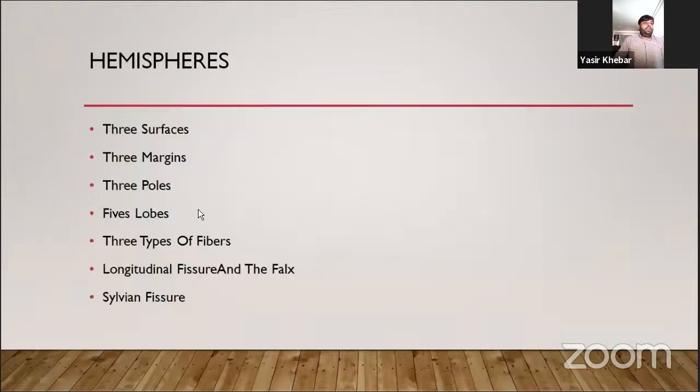If we talk about the various lobes, we have the four conventional lobes, that is the frontal, temporal, parietal, and occipital. And the fifth lobe is basically the central lobe, which is sometimes classified as a separate lobe. I will go through it in detail when we are discussing. We have three types of white matter fibers within the cerebral hemisphere: the commissural fibers, the association, and the projection fibers. And then in the midline, we have a longitudinal fissure within which lies the falx cerebri. And we have a very important feature. So these are the main headlines we will be going through, and we will be discussing them specifically.